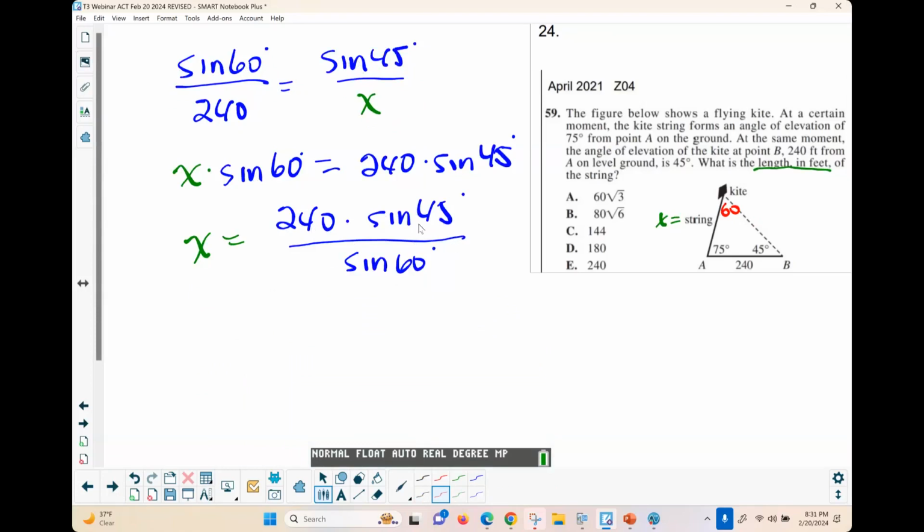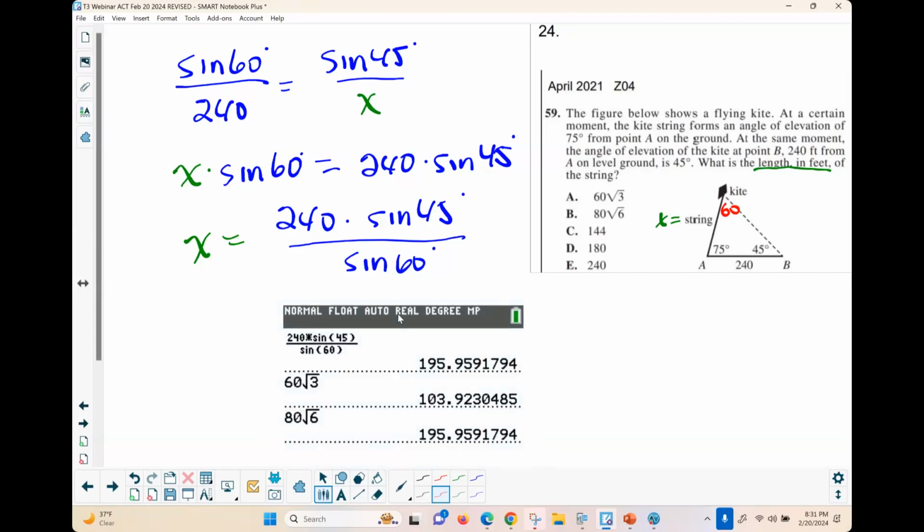And I'm hoping my students would just put in radical 2 over 2 and radical 3 over 2. But in case they don't remember that, they can use their calculators to type this in. Okay, so I typed in, but I remember I had to be in degree mode. That's a biggie. Make sure you're in degree mode. 240 times the sine of 45 in degrees, divided by the sine of 60. And I got this decimal, which isn't any one of these numbers, but I can rule out C, D, and E. I'm not sure which one of these it is.